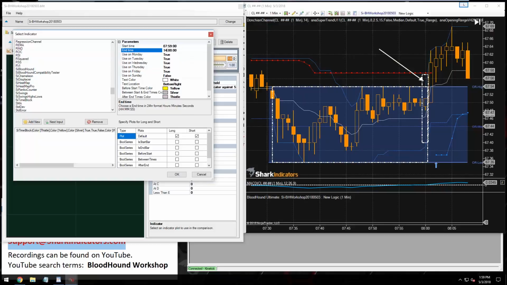Yeah, there we go. I should probably set something more practical. Let's say if there isn't a breakout by 10 a.m., then probably just pass on the trade. I don't know. If you wanted, you could use the time block indicator to set some kind of time limit, so if there's no breakout by so many minutes after the opening range, then just ignore that breakout.